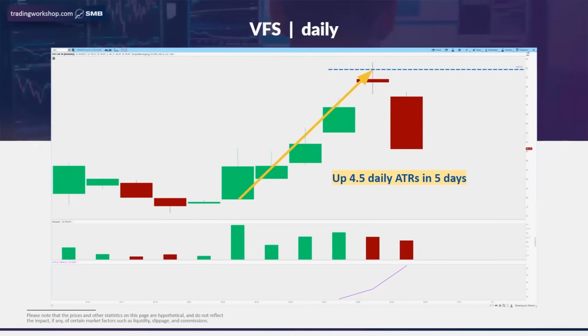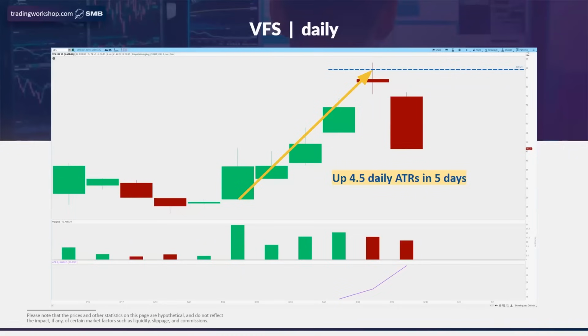All right, and here's our third example. This is VFS from yesterday, and this was an overextension play. You can see it went 5 days in a row as volume started to come into the stock. And here's something you can do with ATR to get a level and a gauge on some of these overextension plays on the daily chart. You can think about, okay, how far has it gone in 5 days? So in this case, if you extend 4.5 daily ATRs in 5 days, from that 5-day low, you're going to get that level where it topped out at. And this is something you can study.